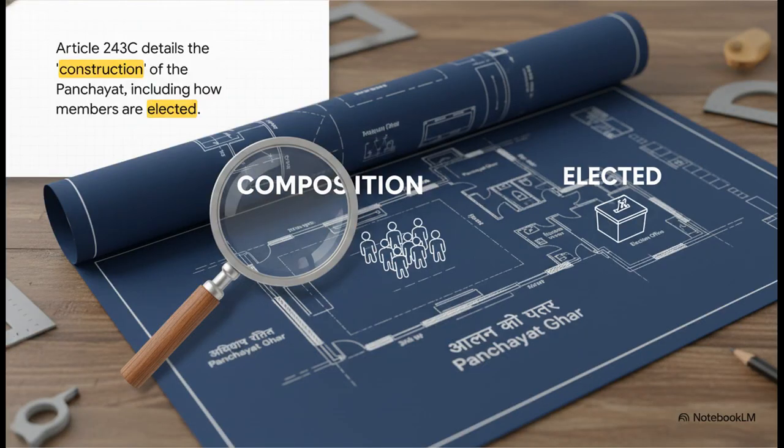Okay, so we've decided to build a panchayat. But what's it going to look like? How many people will be in it? How are they chosen? That's where C for construction comes in. Think of this article as the architect's blueprint. It spells out the exact composition, the structure, and the election process for the panchayat.